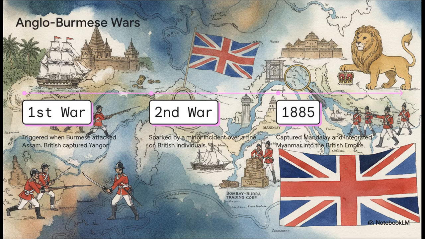Finally, the Third Anglo-Burmese War hits in 1885. The British were getting really alarmed because the King of Myanmar was making contact with the French, Italians, and Germans. Using a dispute over a fine levied on the Bombay-Burma Trading Corporation as a handy pretext, the British attacked and captured the city of Mandalay. And just like that, the entire region became an integral part of the British Empire.